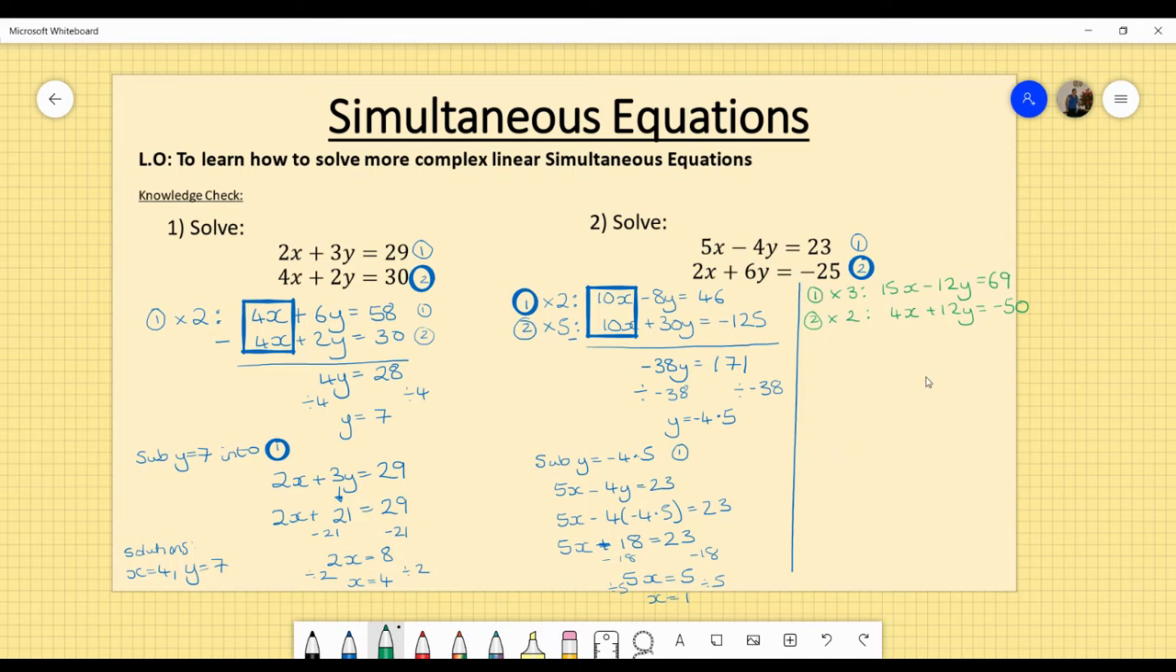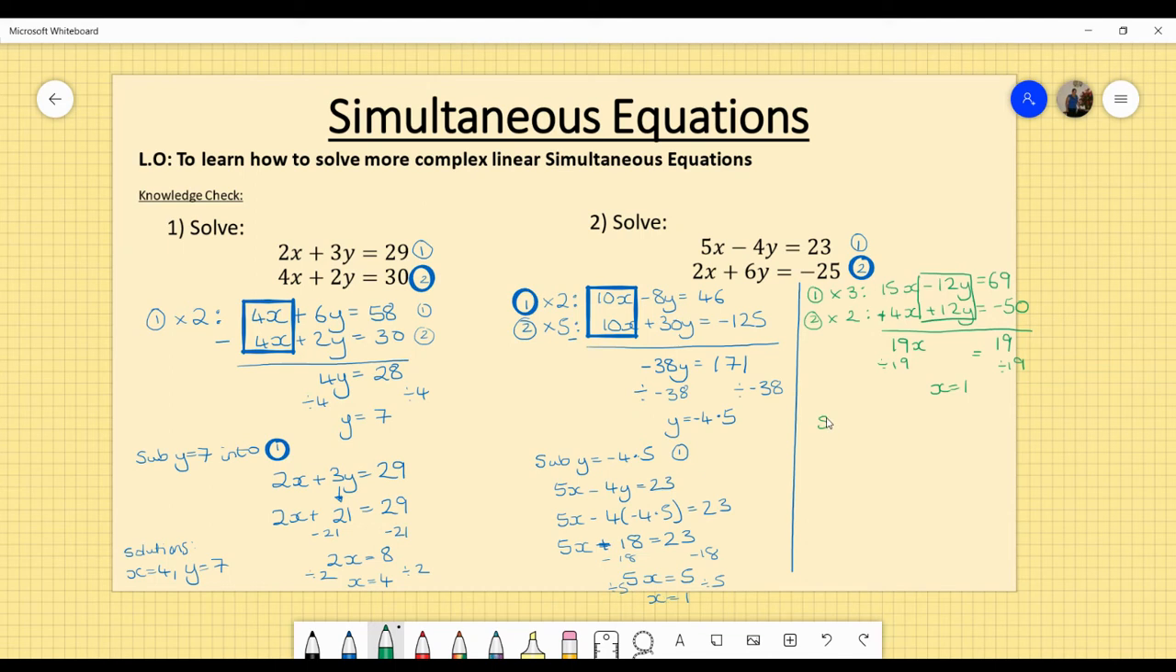Okay, so then we just need to have a look at the things that we have the same. So that's going to be my 12y and my negative 12y, and the signs are different on this one. So because they're different, we're going to add our values together. And remember, we do it column method. So 15x add 4x gives me 19x. Minus 12y add 12y, that's going to cancel out, which is what I wanted. And then my 69 minus 50, or 69 added to negative 50, so it still becomes a takeaway, actually gives me 19. And then you can divide both sides by 19 to get x equals 1, which is good because I had x equals 1 down here.